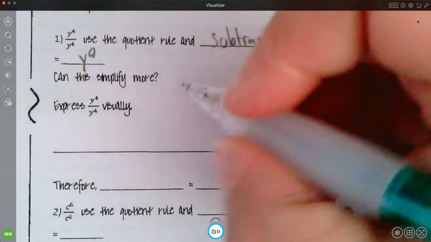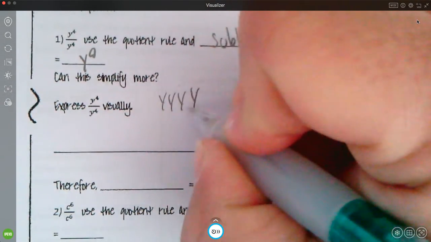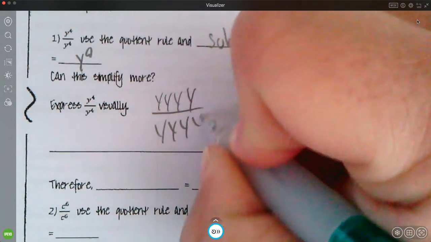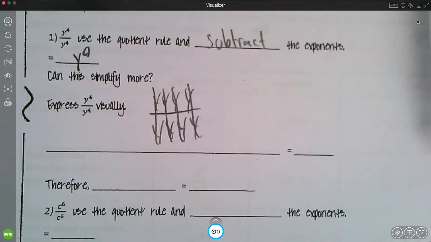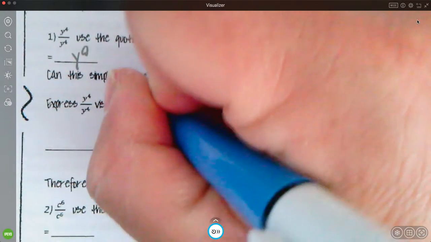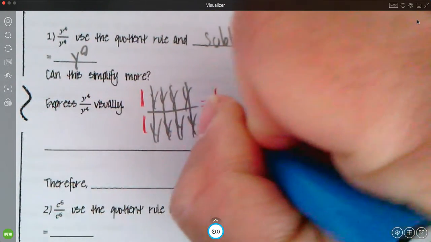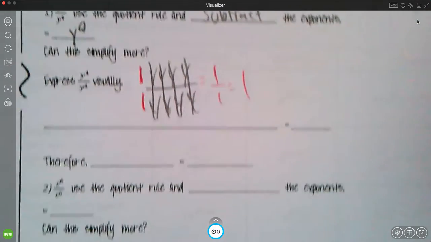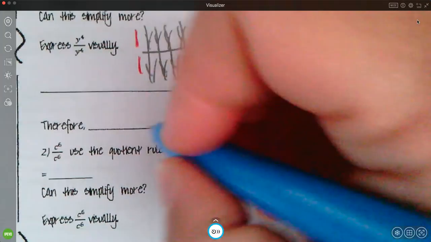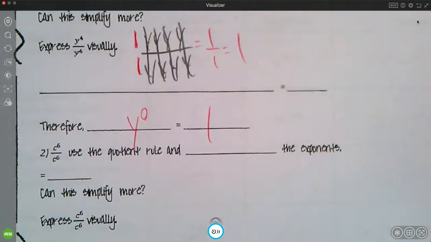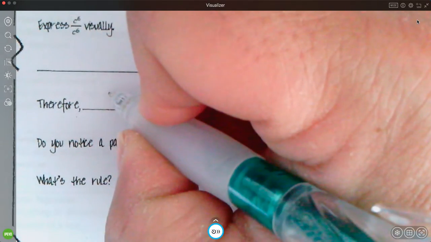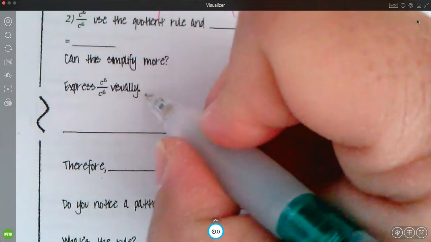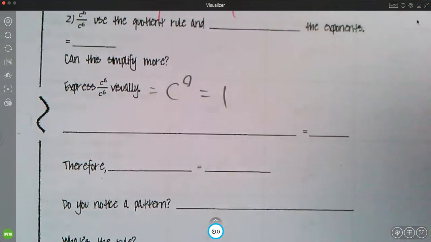So visually, this is where it gets weird. 1, 2, 3, 4 over 1, 2, 3, 4. You're left with nothing except for the assumed 1s. So really, you're just left with 1 over 1, which is 1. So therefore, y to the 0 equals 1. And that is true for anything, really. If I did this next one and I end up getting c to the 0, it's going to equal 1.